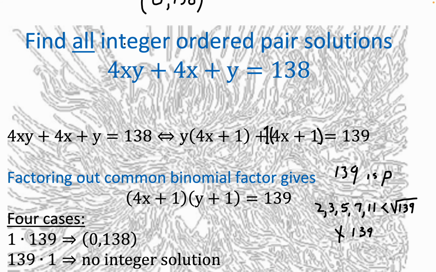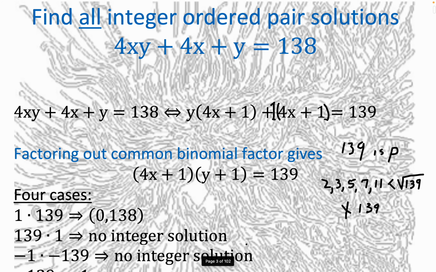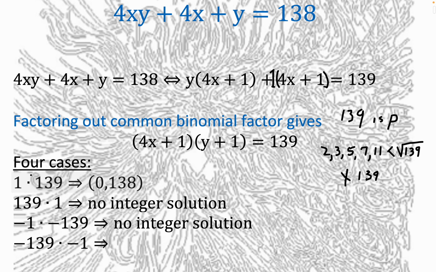Integers are the positive and the negative natural numbers along with 0. Notice here that the case that we guessed, 0, 138, or just did by inspection, actually falls out in the case 1 times 139, because the only way you can have a 1 right here is if x is equal to 0. And of course, if you put 138 for the y, you get 1 times 139 is 139. So that solution falls out in this process.